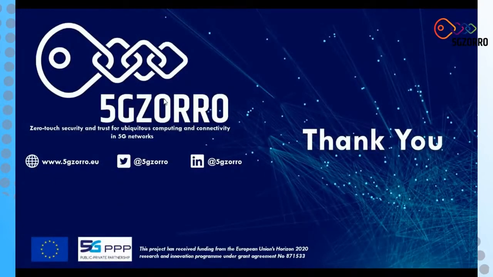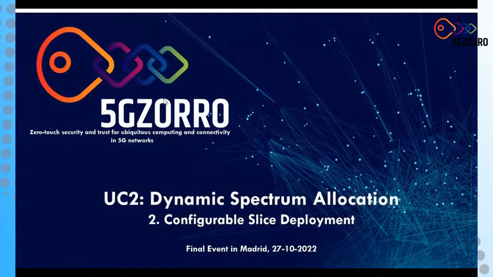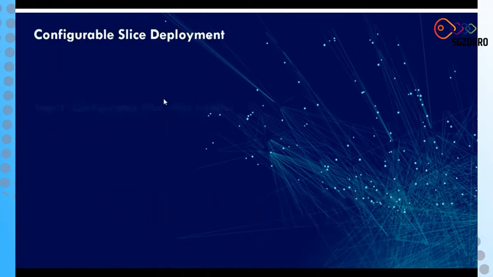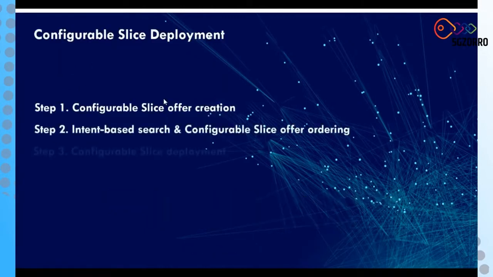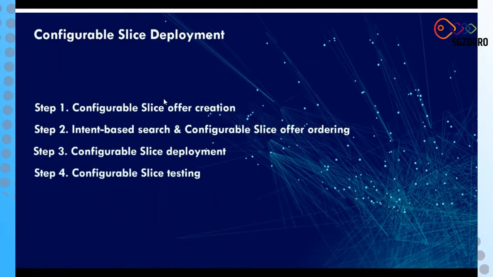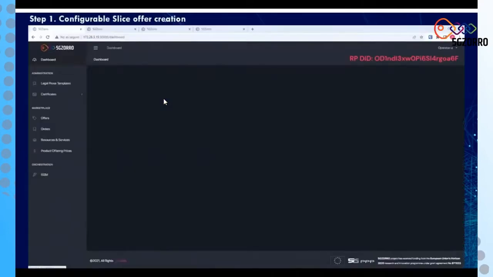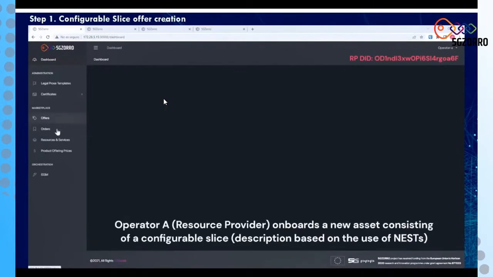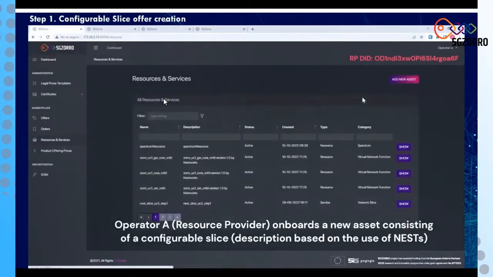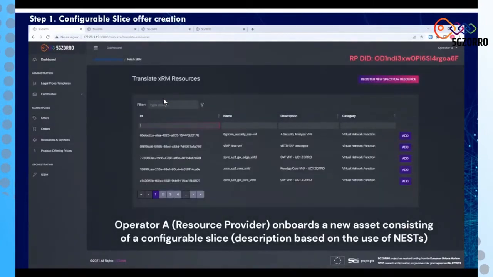Okay, so in the next video, we now incorporate operator A, the one that provides the radio resources, and also a way of deploying the slice. So these are the different steps that we will see in the video. We start with the offer creation for the slice. So this is operator A now.